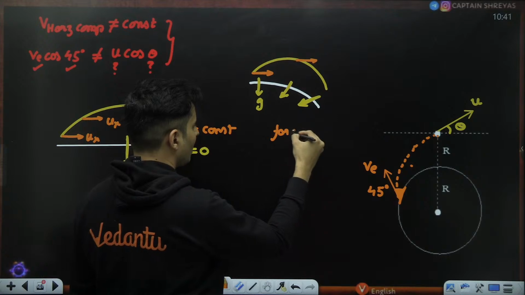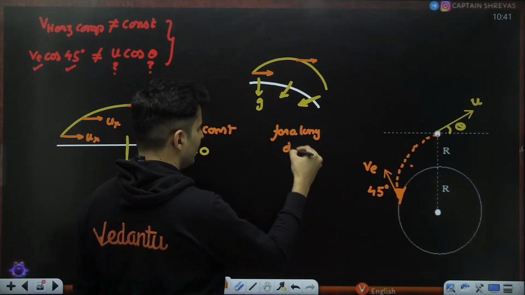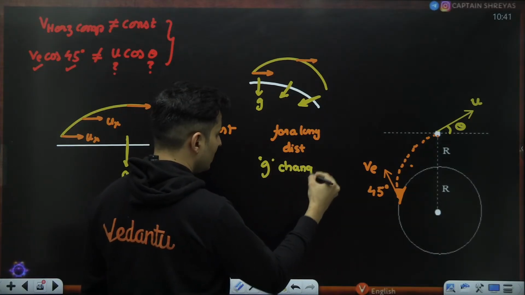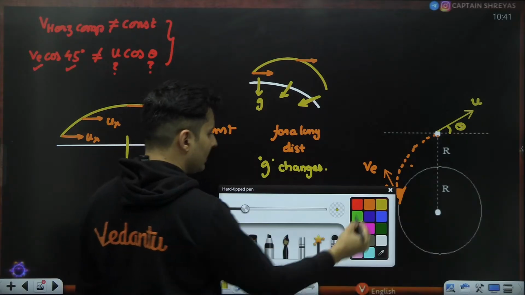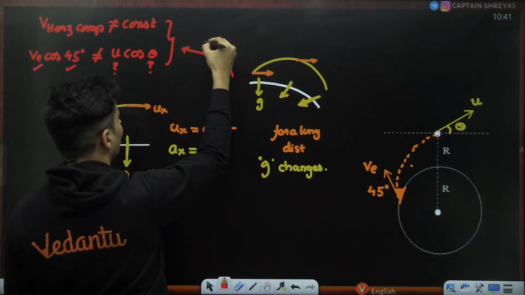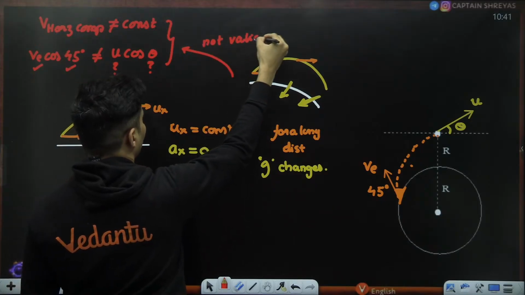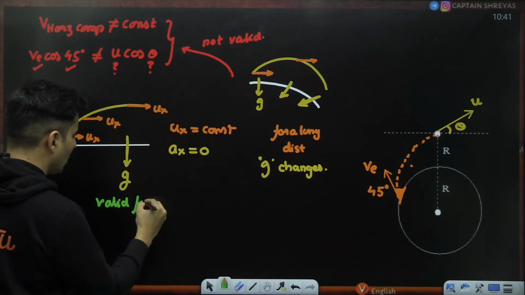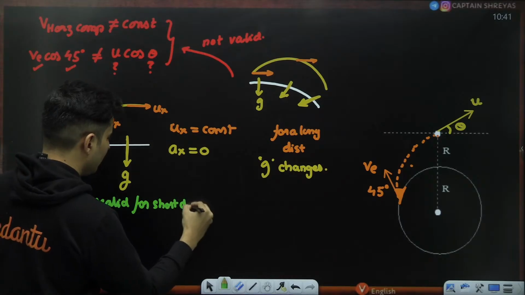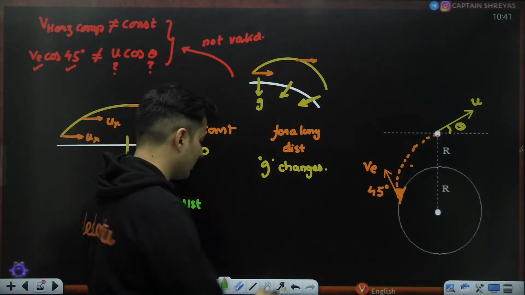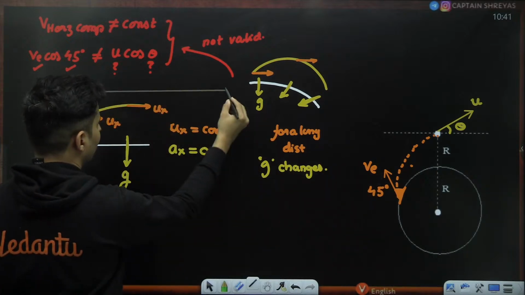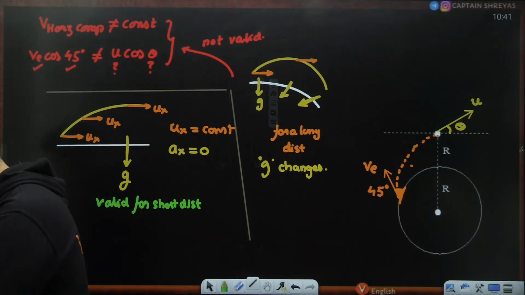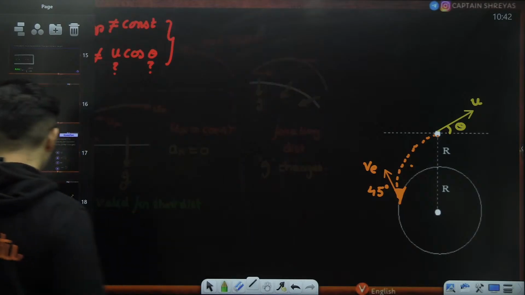So this is for a long distance. For a long distance, g changes the direction. So that is the reason why this is not valid. Horizontal velocity being constant is valid only for short distance, because of the curvature of the earth. Is this absolutely clear, everyone, now? Great. Now, what else can we do then?